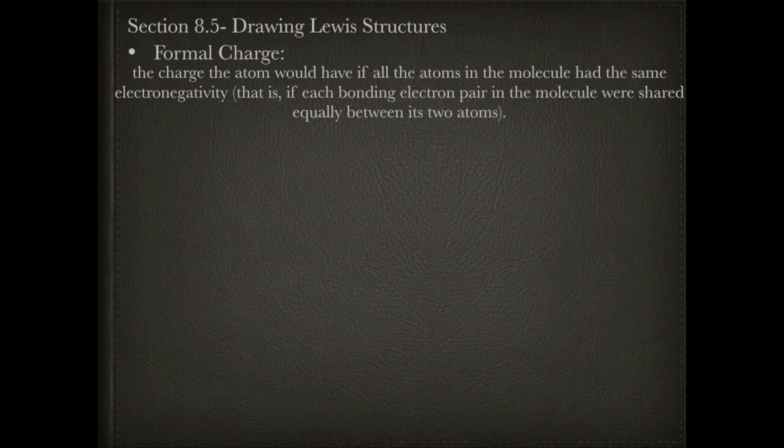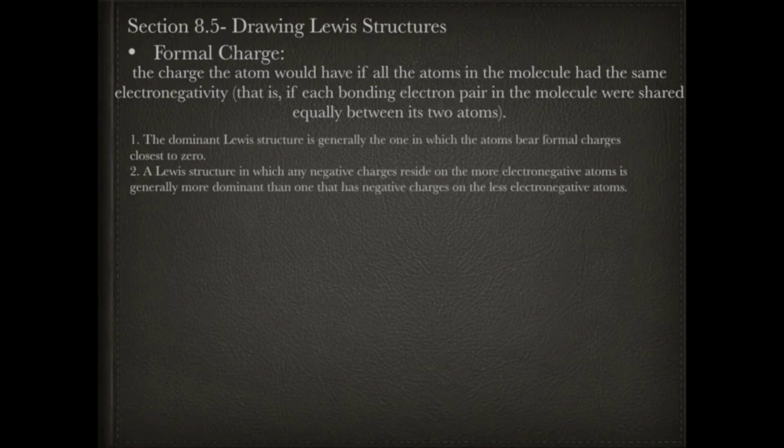Now, why exactly does formal charge matter when we're drawing Lewis structures? Well, the dominant Lewis structure, meaning the Lewis structure that is going to exist in the greatest amount or has the greatest likelihood of existing, is the one whose atoms have the formal charges that are closest to zero. So if you're comparing two different Lewis structures and one has atoms that have formal charges that are closest to zero, that is going to be the dominant structure.